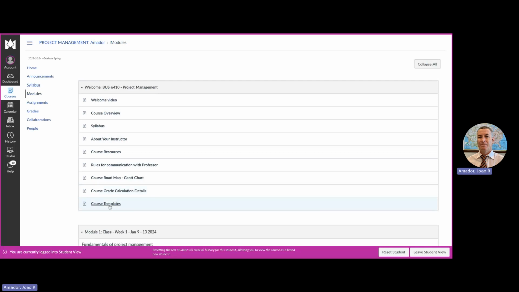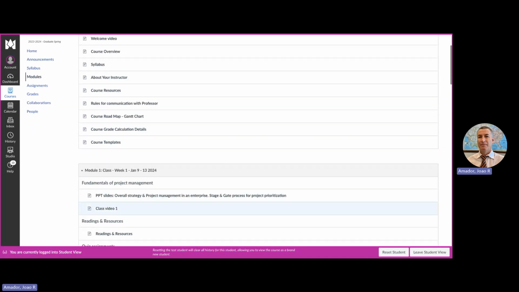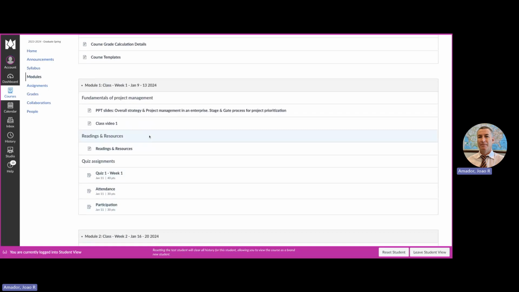There are a lot of templates I create and put here that you're going to be using through the course. And then for each week, you're going to find the lecture in PowerPoint, the video I will be presenting, about 30 to 40 minutes, just going through the PowerPoint. What resources I'm using: I highlighted the chapters and the pages I'm using as a resource. And then you have a quiz and attendance and participation to submit.